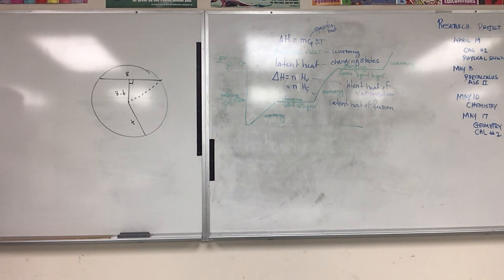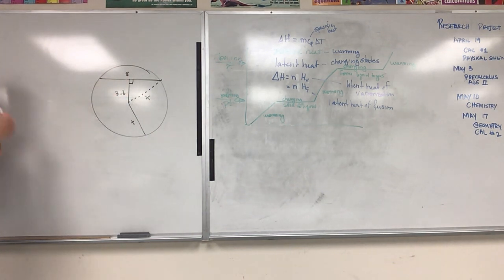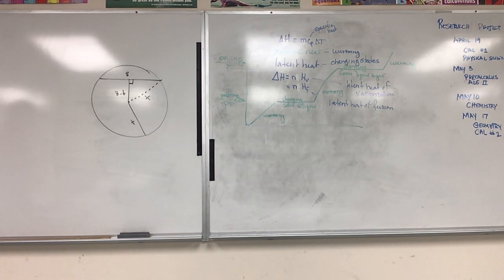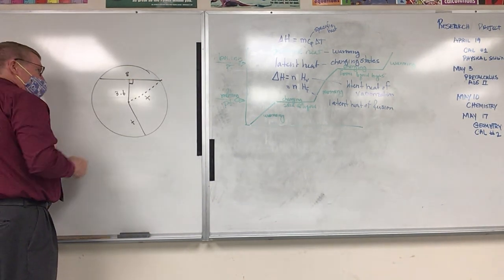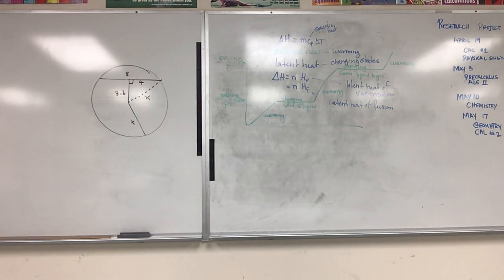But what is that line called? Starts with an A. Auxiliary line. So what is that line called? Hypotenuse? Yes, what is it? Radius. All radii of a circle are equal. So I know that this length is X. A diameter that is perpendicular to a chord does what? Bisects it. So that means this is going to be 4. So now I got 3.6, 4, and then X.